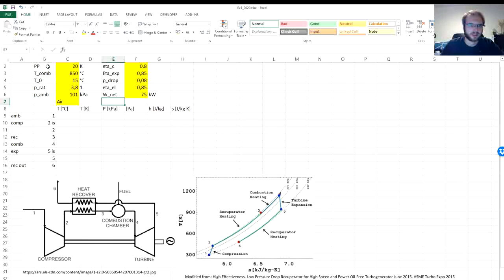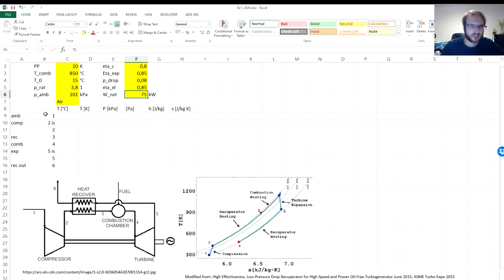So here on the top I have the boundary conditions and the provided parameters: the minimum pinch point, combustion temperature, ambient temperature, pressure ratio, ambient pressure, the working fluid, efficiency of the compressor, expander, pressure drop, overall electrical efficiency, and lastly, I did not mention it in the problem statement, we will calculate the system for a net power output of 75 kilowatts.